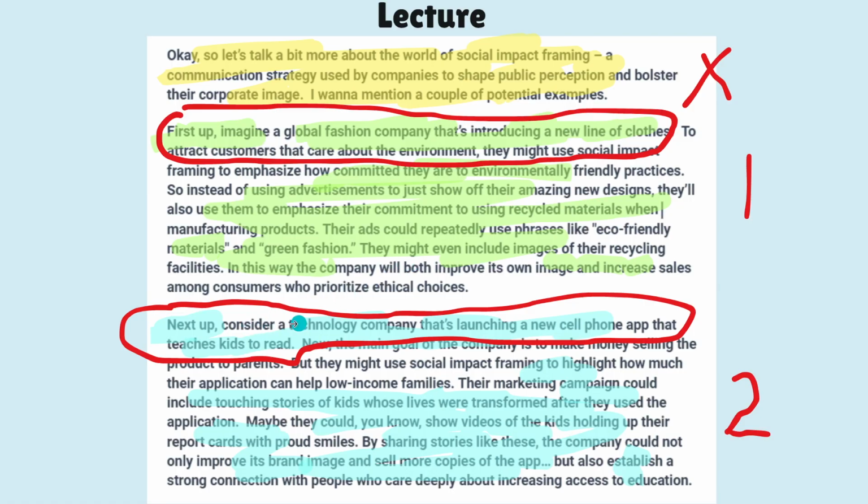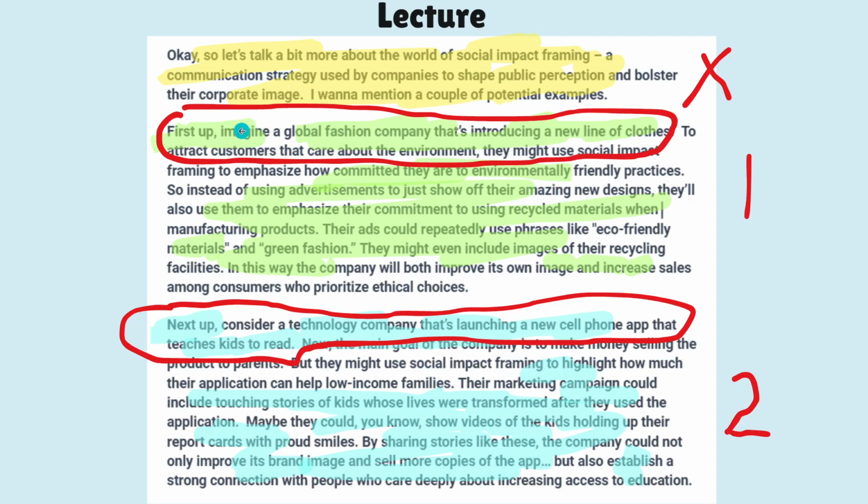Okay, and then he begins the second example, and your goal, most of all, is to get what the example is. In this case, it's a tech company launching a new cell phone app that teaches kids to read. That's it. That's the most important part of the second example. And then there's a whole bunch of stuff, and your goal is to get as much of it as you can.